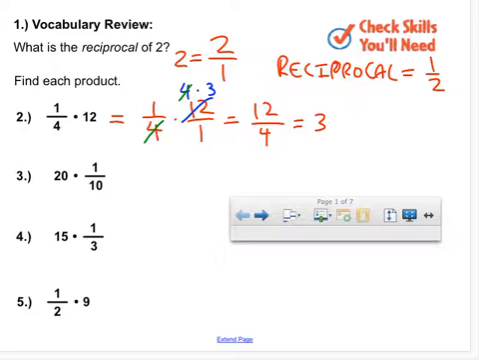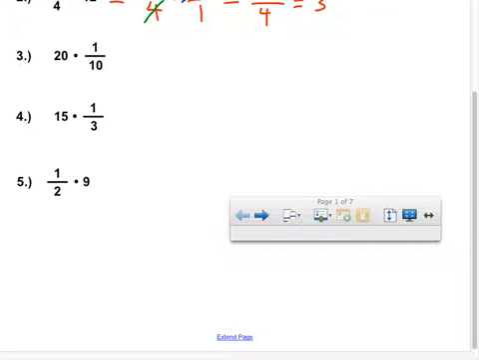Okay, who's got number 3 for me? Yes, go ahead. I put 20 over 1. Right, we wrote the whole number 20 as a fraction, 20 over 1, and we're going to multiply that by 1/10, and then what do we get back? I cross-canceled. Okay. To get 1 and 2 on top, and then I multiplied that, and I got 2 left. Okay, so you got 2 over 1. So you cross-canceled before, and then you end up getting 2, right?